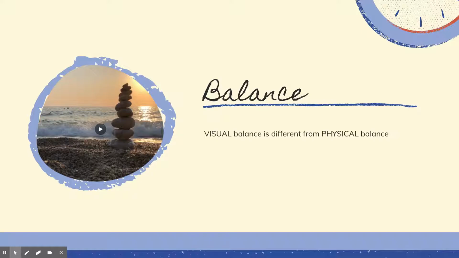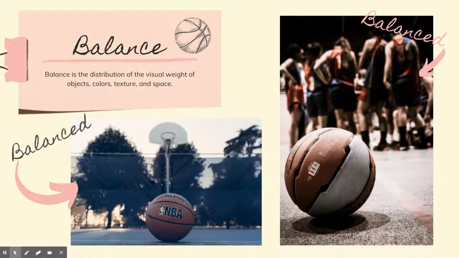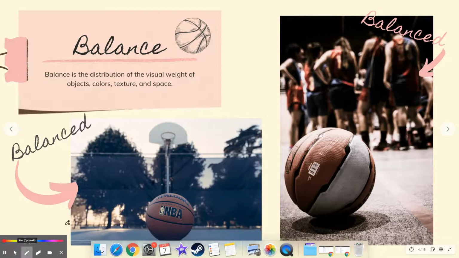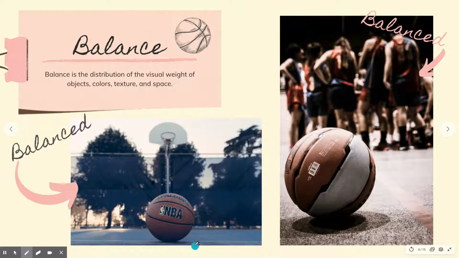Let's look at an example. Here I've got two very different photographs of a basketball. Let's go ahead and look at this first one over here. Your attention is drawn to the basketball. That is your focus. The next thing you look at is right above it, the basketball hoop. Both of those are right in the center. One is at the top of the canvas, one is at the bottom.